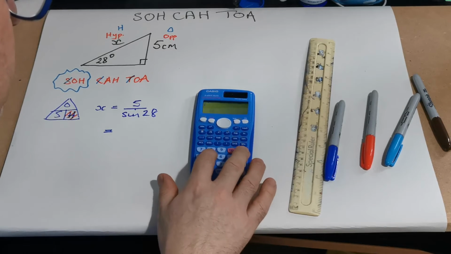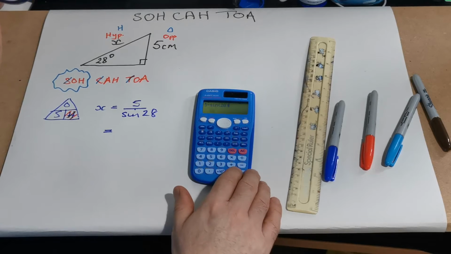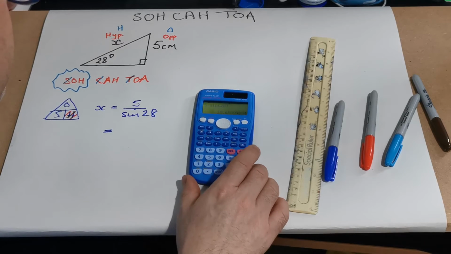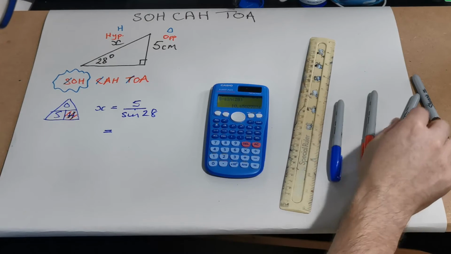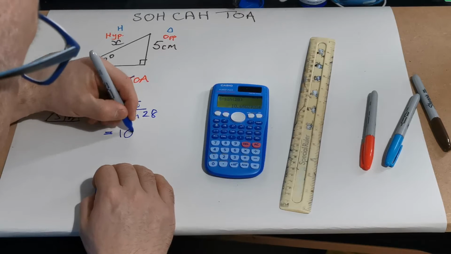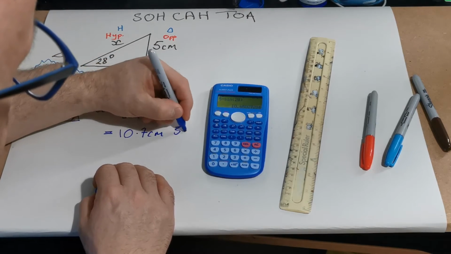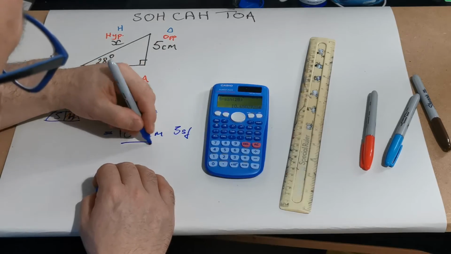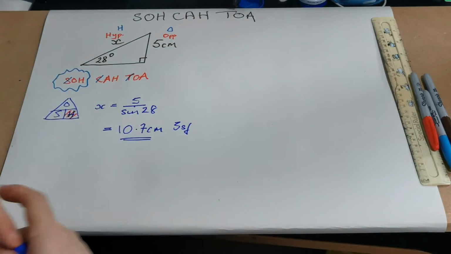So on my calculator, 5 divided by sine 28, close the brackets, equals 10.65, so 10.7 centimetres. To three significant figures, we'd always write that down. Right, so that's my thought process.